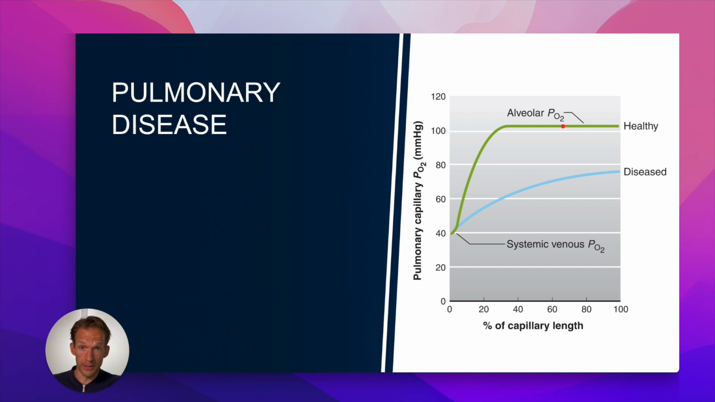In a diseased situation, for example, when the membrane is thickened, what you can see here is that it takes a lot more time for the diffusion to reach the right levels and for the PO2 to reach the levels that you want it to be at, close to 100 at least. So here you can see that it does look like the capillary length is not enough because the diffusion is relatively slow and you will not reach the same PO2 in the pulmonary capillaries compared to a healthy person.